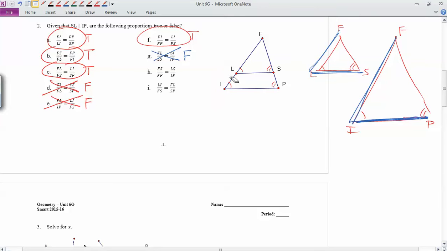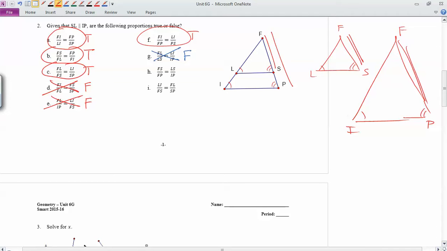Let's take a look at the next one. Let me get rid of these blues. Okay, so the next one says FS, that's this, over FP, that's this. So that's this side here over this side here. And then LS, this one. Oops. Ugh. Let's try this again. So I'll do blue here. This one over IP, this one. So that's this one over that one. And that should look good. It's small right side over big right side equals small bottom over big bottom. So this one is true.